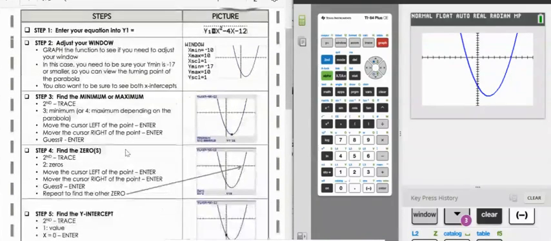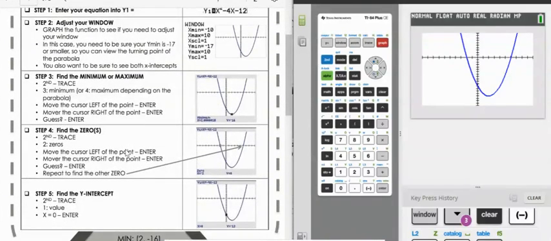So that brings us to step number 3. We need to find our minimum or our maximum. Remember that if the vertex is at the bottom of your parabola, that is your minimum. If the vertex is at the top of your parabola, it is at your maximum. This is important because when we are using the calculator to find the minimum or the maximum, we have to specify which one we're looking for. In this particular graph, it's going to be a minimum.